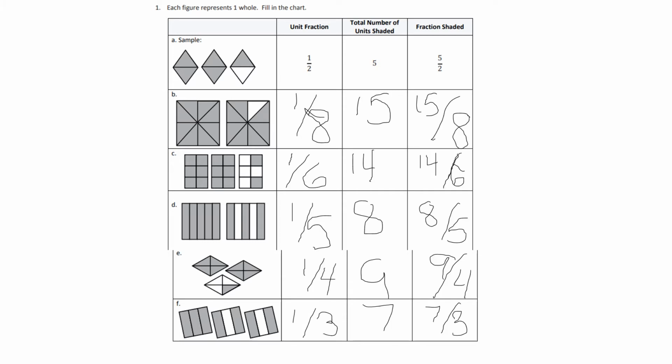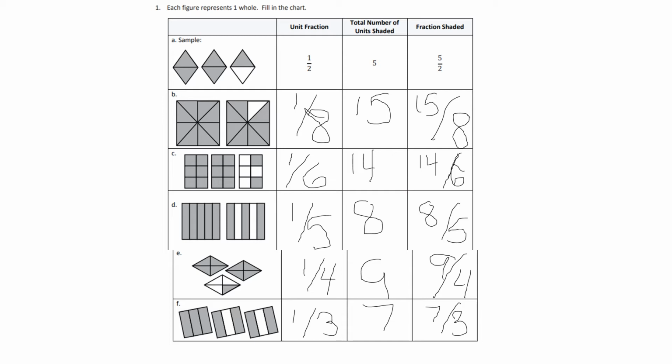For B, I wrote the fraction is 1/8 because in one of these square things there are 8 little triangles cut in. And 15 of those triangles are shaded, so your fraction would be 15/8. For C, there is one rectangle cut up into 6 pieces, so the unit fraction is 1/6. 14 of those pieces are shaded, and the fraction shaded is 14/6.